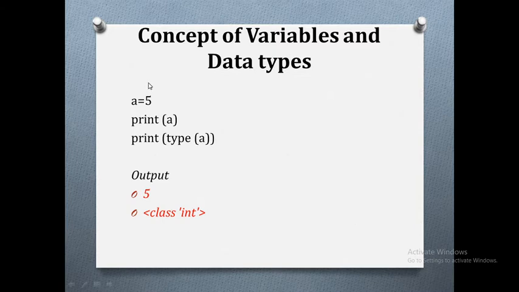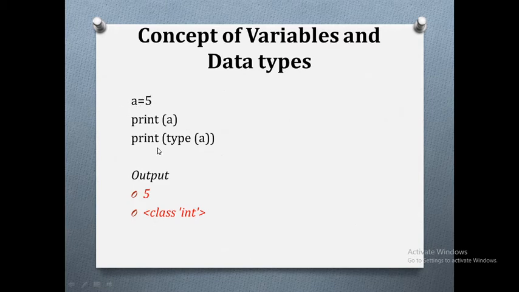consider this case where I am just assigning a constant value 5 to a variable A, and I am using this assignment operator equal to assign this RHS to this LHS. And what happens when I try to print A? When I try to print A, I will get the output as 5, which is the constant value assigned to this variable A.